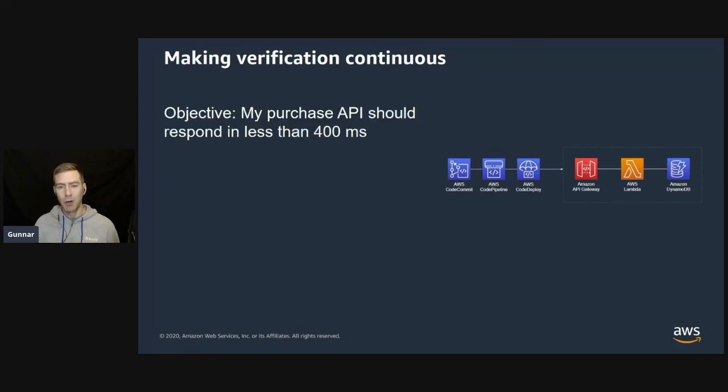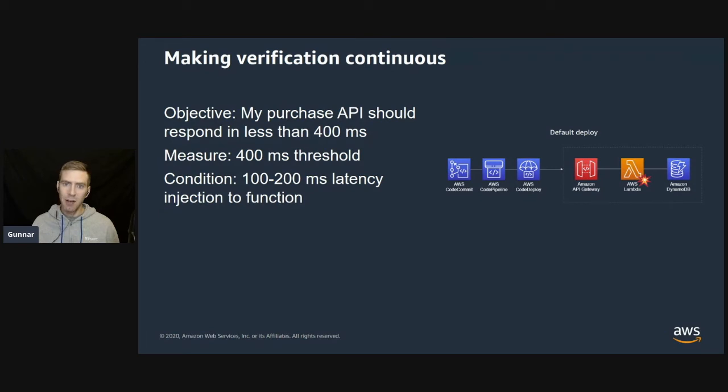We have the same objective. The purchase API should respond in less than 400 milliseconds. We set our 400 millisecond threshold as a measure, and we then add our condition. But instead of doing this as a one-off manual process, we're adding it as a step in our deployment process. So the experiment or the condition is added there. So we're enabling this as part of our deployment, and we're then measuring the result of that condition added to then be able to verify the application during a set amount of bake time that we're waiting for the result of our verification. In this case, it passed verification, so we're then disabling that condition, removing that, and we now have a new feature that is verified, delivered to our users.